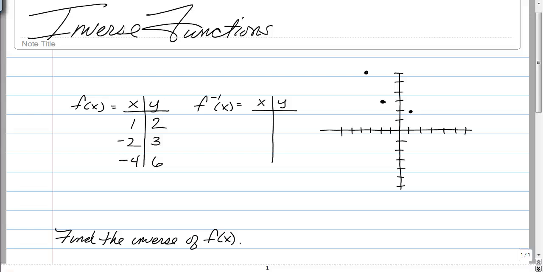Inverse functions, here we go. Inverse functions are actually very easy. Basically, what you're doing is you're switching x and y. You're switching the input with the output.